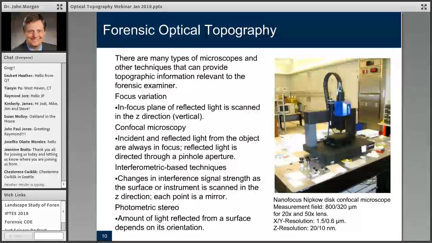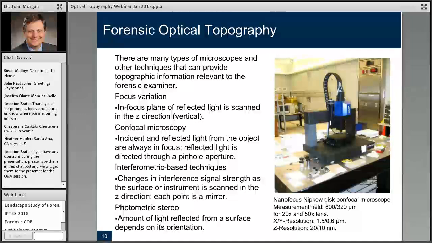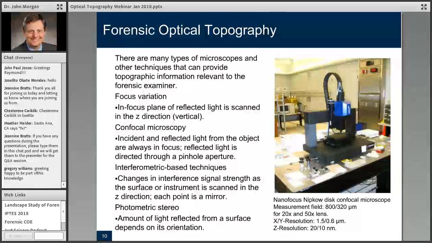Focus variation, in which the in-focus plane of reflected light is scanned in the Z direction. More simply, you might think of it as if you have a camera where you focus in on a face, and then you shift the focus slightly. You might focus in on the ears instead, or on the background, and you could shift the plane of focus backward and forward and build up something that looks like a three-dimensional picture by looking at that analytically.